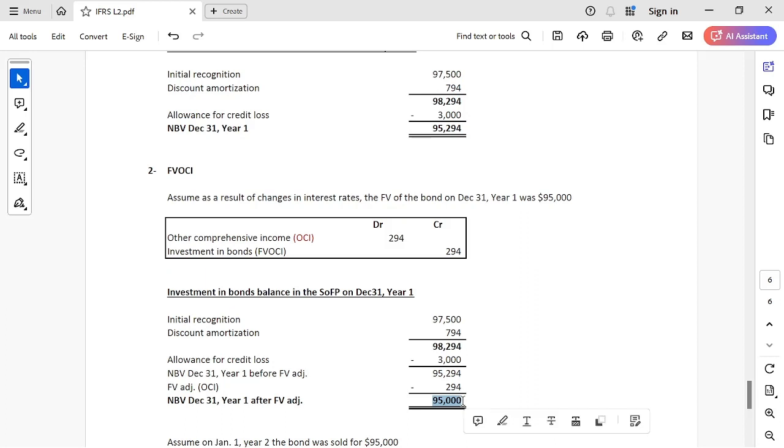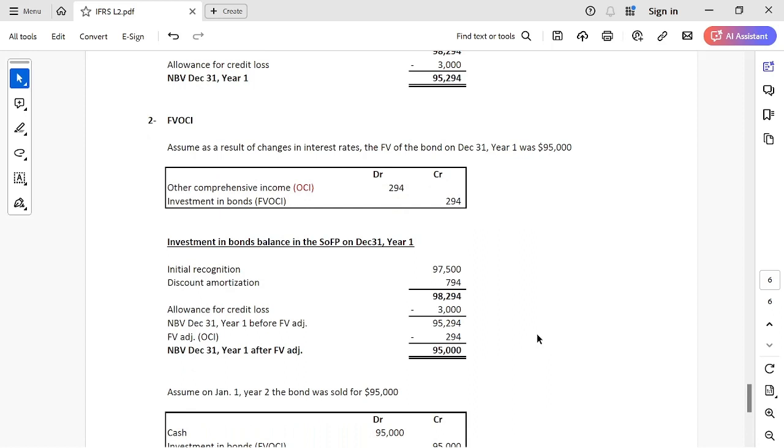And again, a reminder: when can we use the fair value OCI method instead of the amortized cost? When our portfolio is held to collect and to sell. So we sometimes sell, and we sometimes hold the bonds to maturity to collect the contractual cash flows. So it seems like a mixed portfolio. We sometimes sell, we sometimes keep the bond and hold it to maturity. So we reach here a balance according to fair value OCI of 95,000.